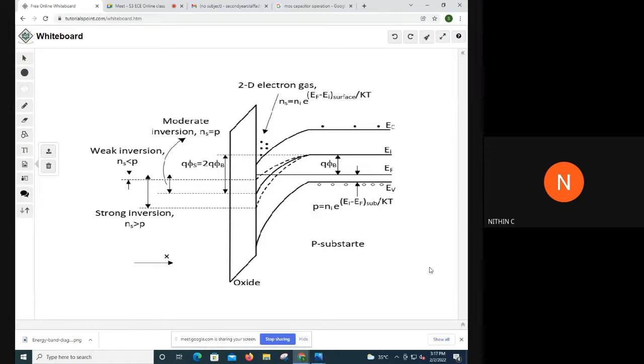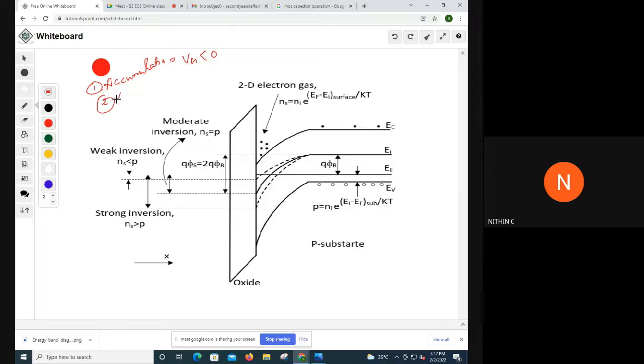So hope you know the different modes in case of MOS capacitor. One was accumulation mode. Hope you remember the figure. In accumulation case, the band bending is completely different. And in the case of accumulation, VG, that is the voltage that we apply at the gate, will be less than 0.